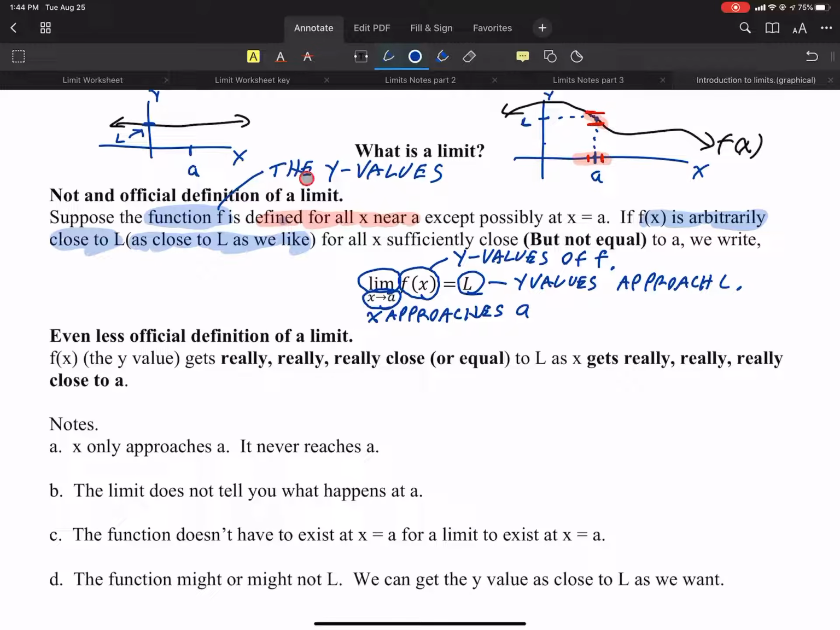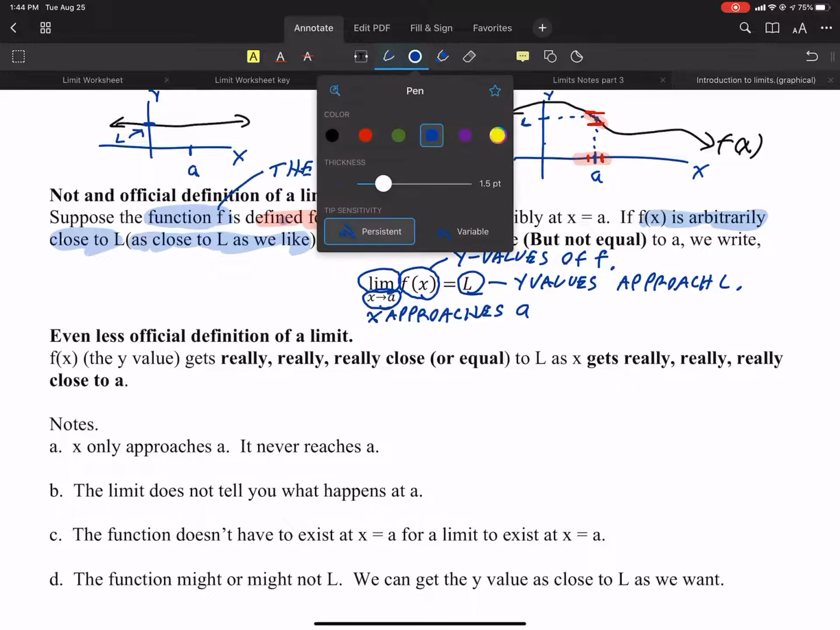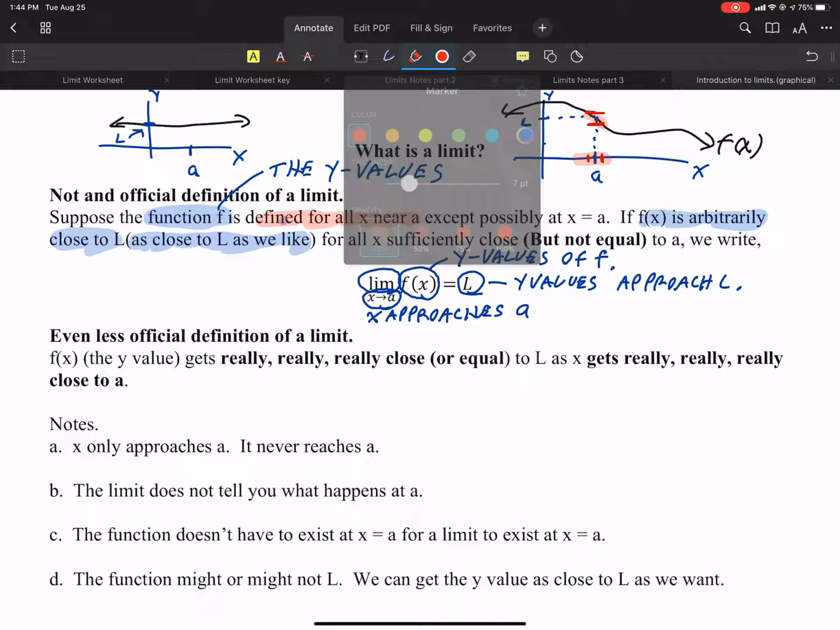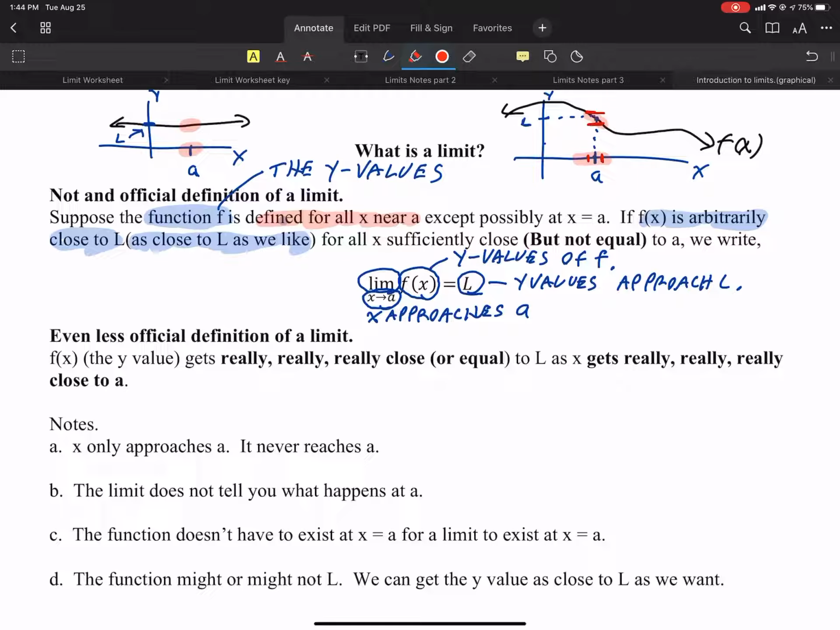And let me show you over here. As I approach a from both sides, you can see that as I get closer from both sides, not only does the function approach L from either side, the value of the function is L. So the limit can equal the y value of the function, but the x approaching a here, x can never reach a.